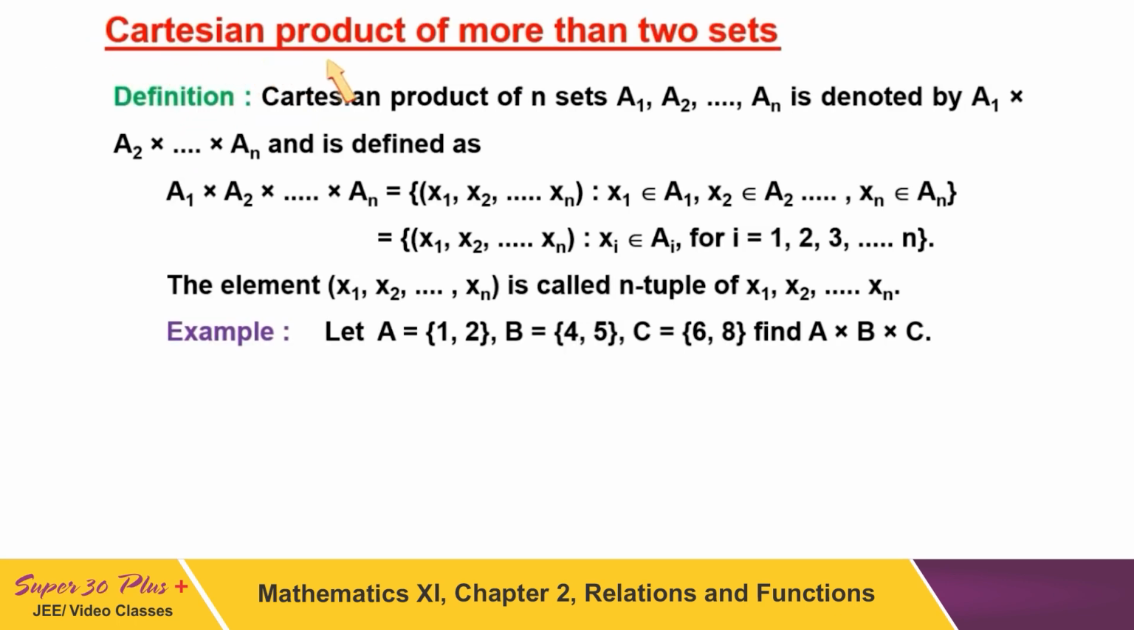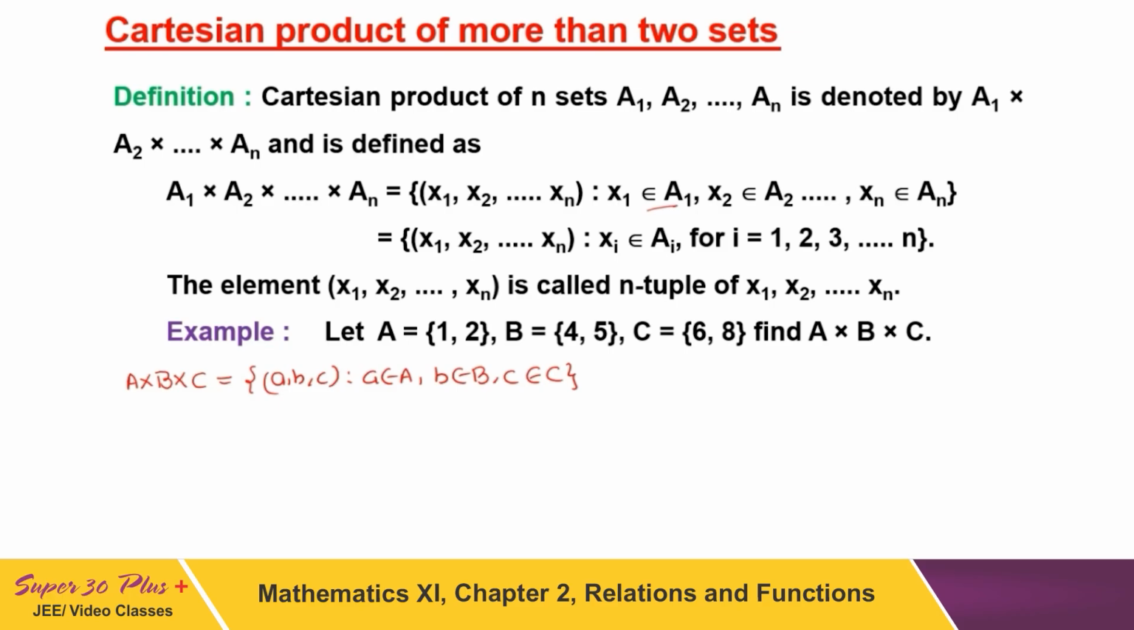Students, what is the Cartesian product of more than two sets? Let there be three sets A, B, C. Then the Cartesian product of the three sets will be the set of triplets (a, b, c), such that a belongs to set A, b belongs to set B, and c belongs to set C. Got it? And here it is mentioned that the Cartesian product of n sets is a collection of (x1, x2, ..., xn) such that x1 belongs to A1, x2 from A2 and so on.